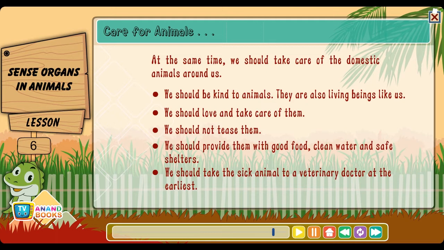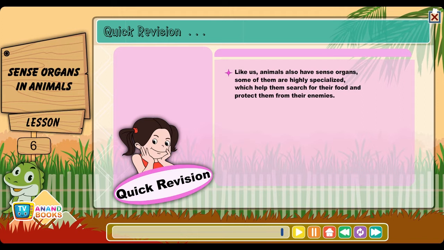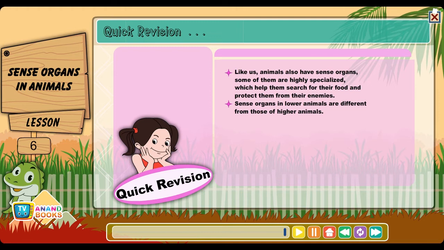Quick revision. Like us, animals also have sense organs. Some of them are highly specialized, which help them search for their food and protect them from their enemies. Sense organs in lower animals are different from those of higher animals. Human beings use animals in many ways for their benefit.